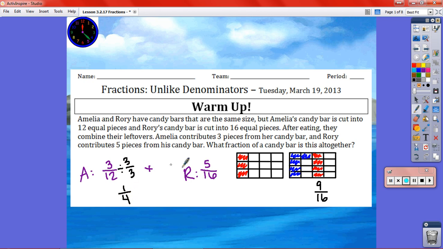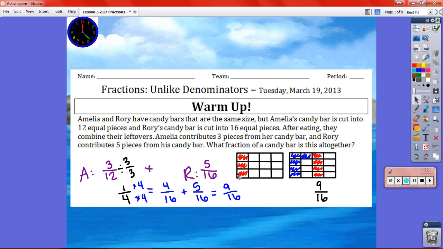See, I can't get from 12 to 16 by multiplying by a whole number, but I can get from 4 to 16. That makes it much easier. 4 times 4 is 16, and since I have to do the same thing to the top as to the bottom, I get 1 times 4 is 4, and 4 times 4 is 16. 4/16 plus 5/16 is equal to 9/16.